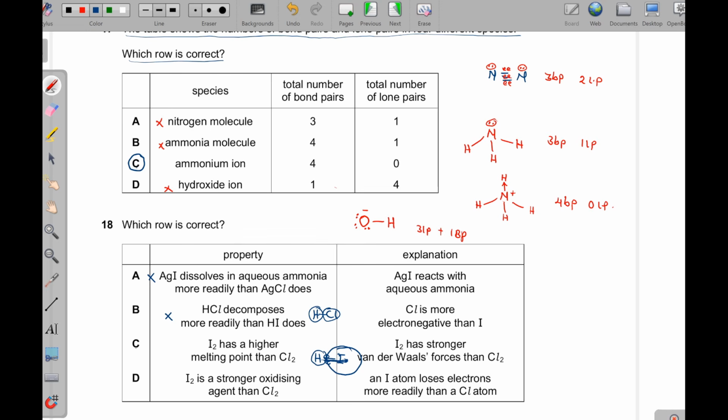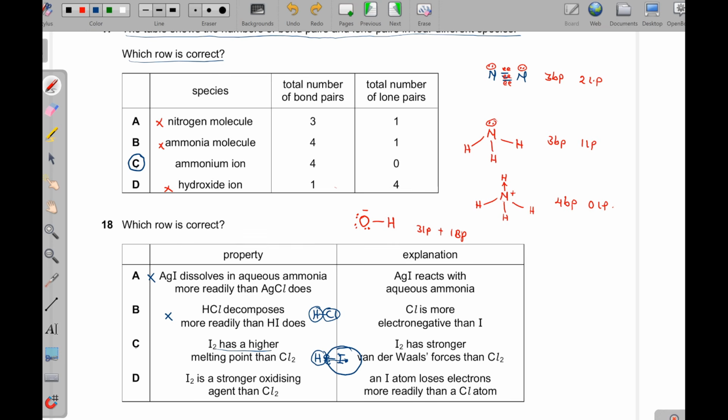So that means this one is going to be a longer bond, and therefore we are going to get what we call a longer bond. So the longer the bond, the weaker it is. So this one has to be off. Okay, I don't even need to look at this one. But we know, yes, chlorine is more electronegative than what? Iodine. Okay, but still, that is not the explanation for this, which is already even wrong.